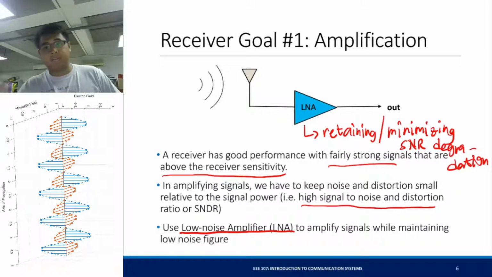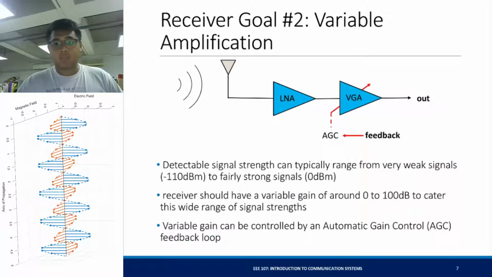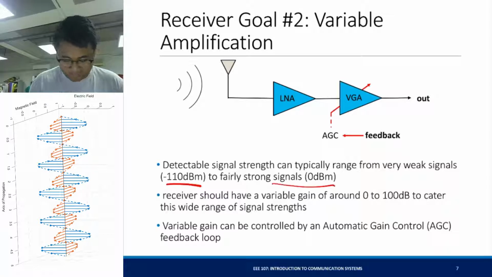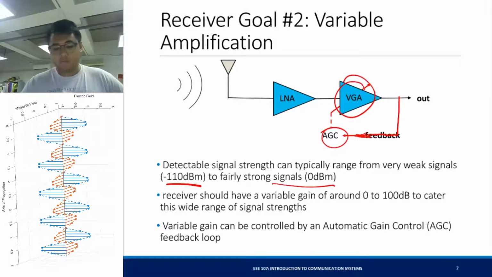Specific design of LNA will be discussed in your communication electronics course. Number 2 is variable amplification. The detectable signal can typically range from very weak to very strong. The receiver should be able to adjust depending on how strong or how weak the signal is. A variable gain control can be controlled using an automatic gain control, where you feed back the signal and the level of the signal will adjust the gain of your variable gain control.